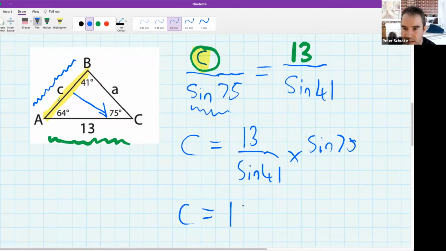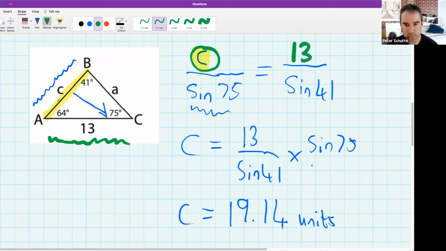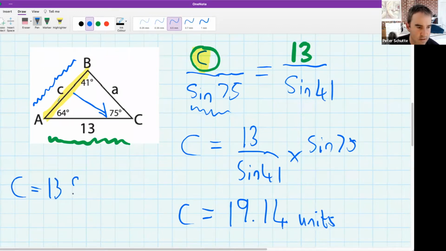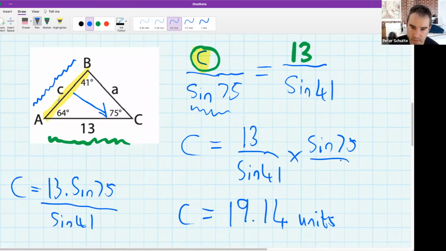Kanisa, I see your answer. Okay, be careful. So I get 19.14, and I'm just going to say units. So if you've made a little mistake there, maybe you didn't execute this in the correct order. Sometimes you'll also see it written like this. Some textbooks will write it like this: 13 sine 75 divided by sine 41. And that means exactly the same thing. And so maybe some of you might be able to key it in a little bit more like that.